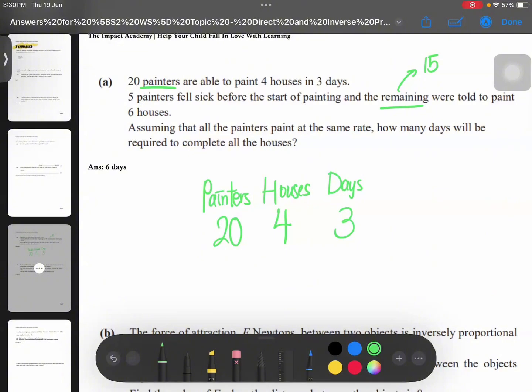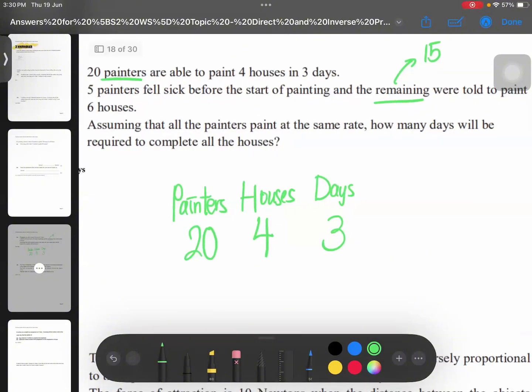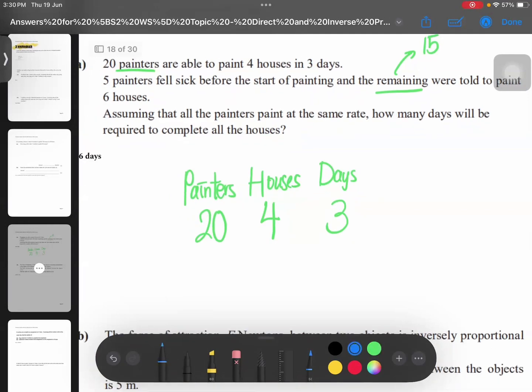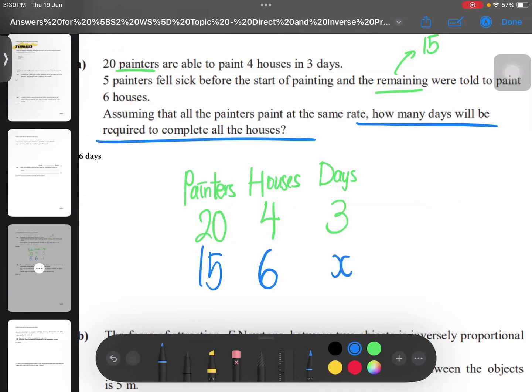You understand? So then the remaining 15 people are like, yo, now I have to go and take care of this, I need to do your job. You get what I'm trying to say? So no choice lah, bo pian, right? Correct or not? So 15 painters is over here. Can you understand? We're told to paint 6 houses, right? Now the question is this: how many days will be required to complete all the houses?